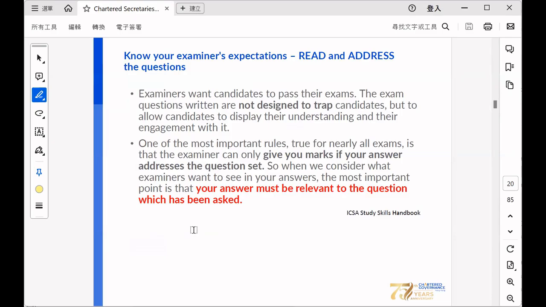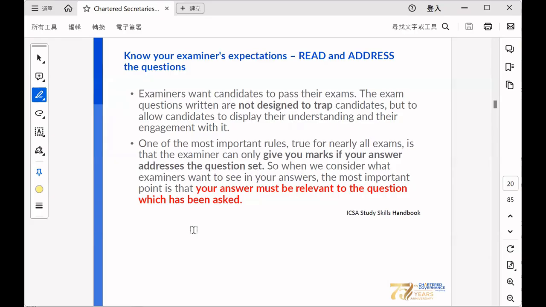So what I want to say is that the examiners are not there to trick you. They're not there to fail you. They're there to make sure that you have the sufficient professional knowledge and skills to enable you to become a professional company secretary or work in the governance professions. They're here to help you and make sure that you can pass the bar, pass the standard.